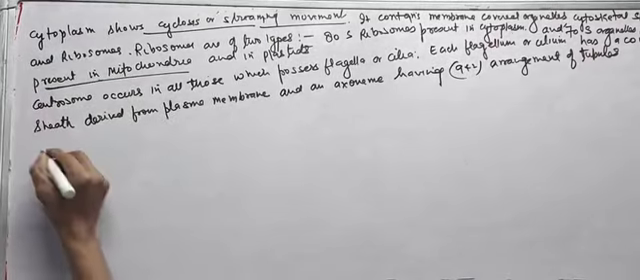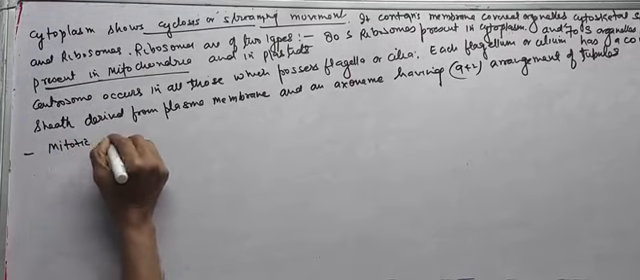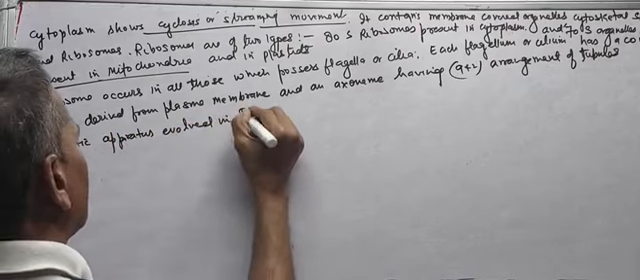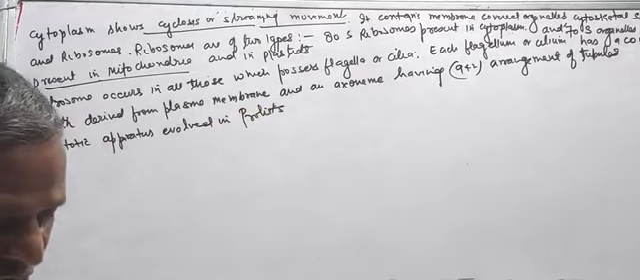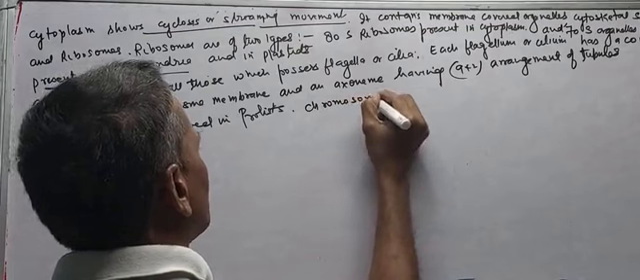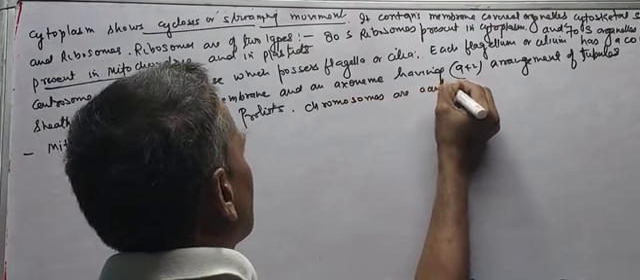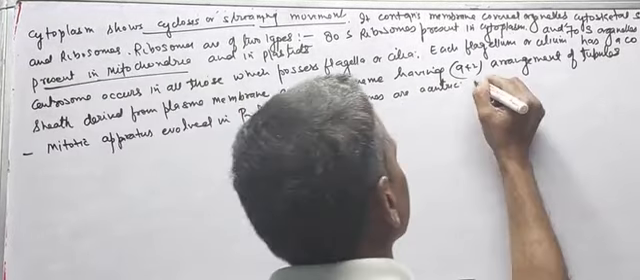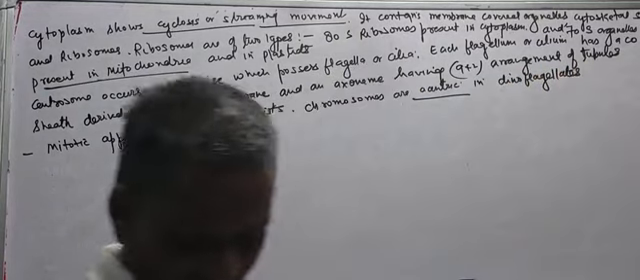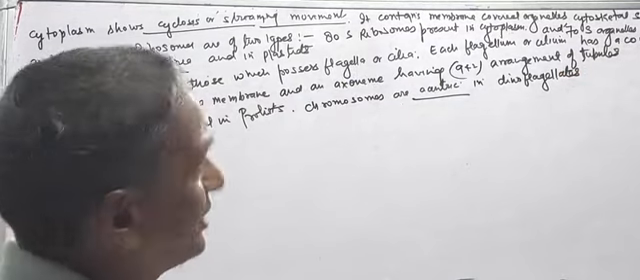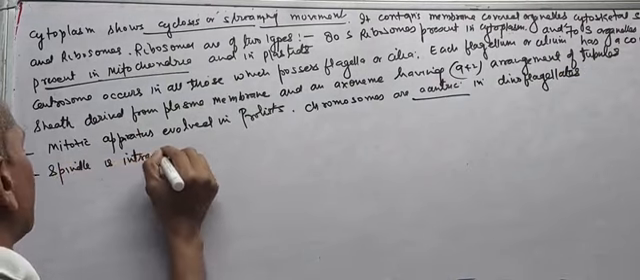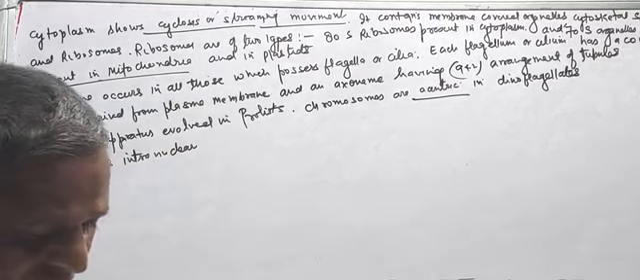Mitotic apparatus evolved in protists. Chromosomes are eccentric in dinoflagellates. Spindle is intranuclear in many cases.